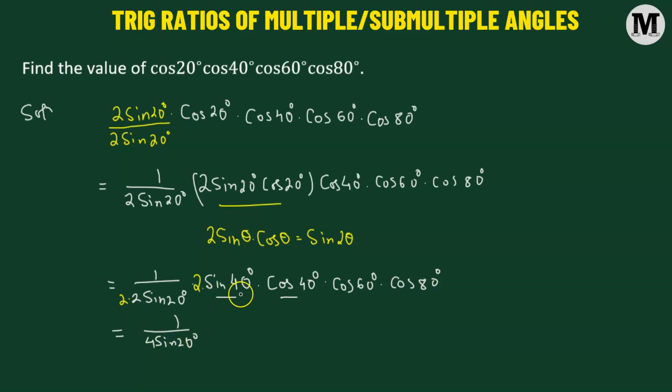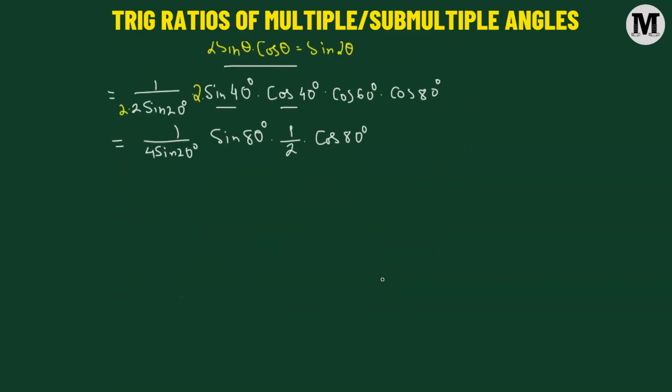Now 2 sine 40 times cosine 40, this is again the same formula, 2 sine theta cosine theta, so that should become sine of 2 times 40 degrees, so we are going to get sine 80 degrees. Now this will be multiplied with cosine 60 times cosine 80. Now cosine 60, let's use the value, this has a standard value of 1/2 and multiplied to it is cosine 80 degrees. So let's rewrite everything. Now we have 1 over, so 4 times 2, that's going to be 8. We have 1 over 8 sine 20 degrees multiplied to sine 80 degrees times cosine 80 degrees.